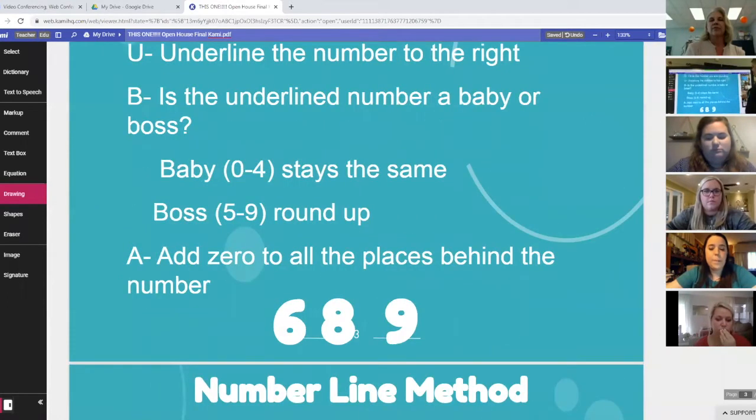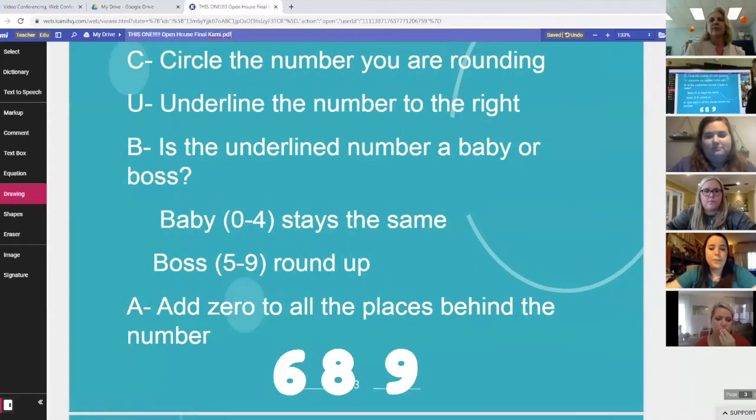So I am going to call first on Miss Jones. Miss Jones, would you mind circling the number we're rounding? We're rounding 689 to the nearest 10.